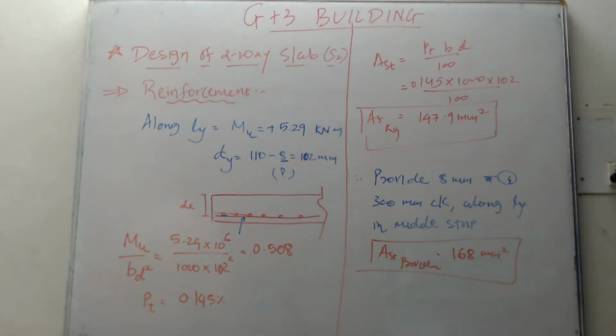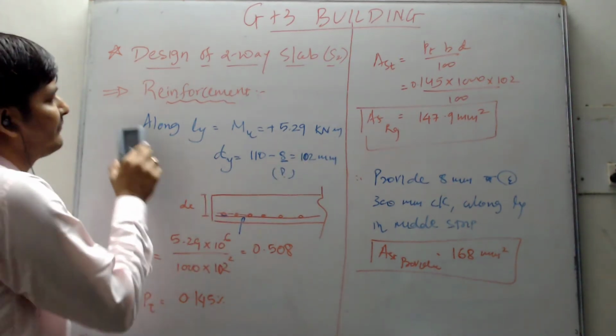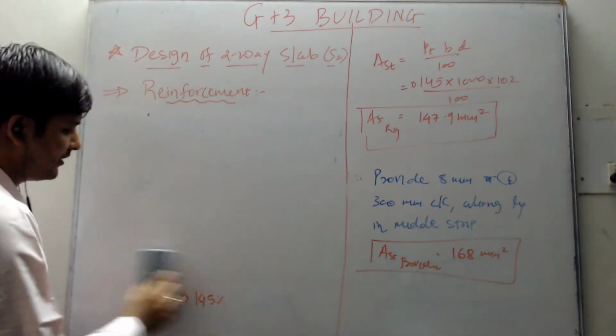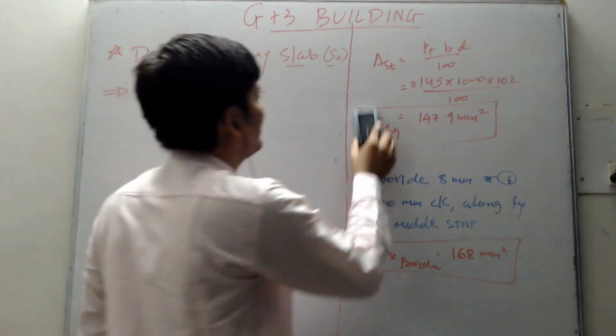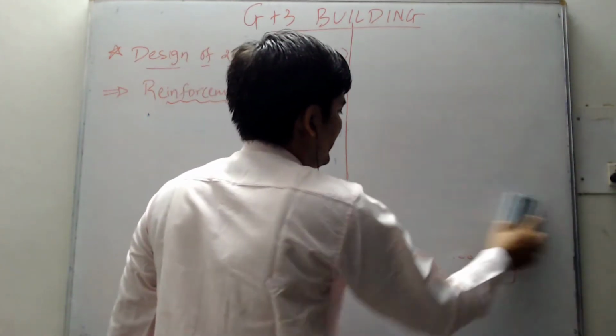Next, let us calculate the reinforcements to be provided over the continuous edge. So this is about the span reinforcement. Then next we need to calculate the reinforcement over the continuous edge.